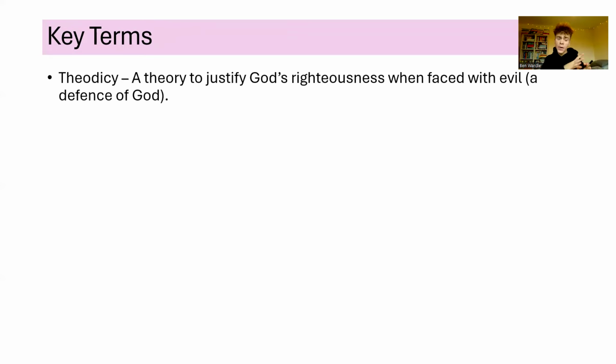The first key term is very important. It is theodicy. And a theodicy is a defense of God. So it's where a theologian or a philosopher develops the defense of God. And we're going to talk through three of them today, St. Augustine, Alvin Plantinga, and John Hick. And a theodicy is a theory to justify God's righteousness when faced with evil.